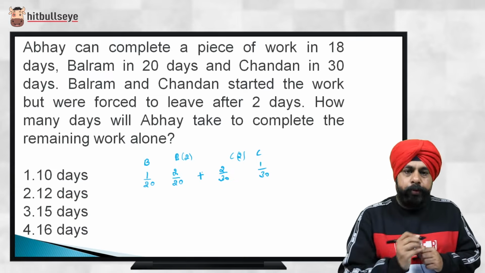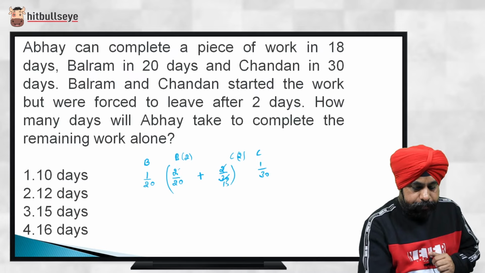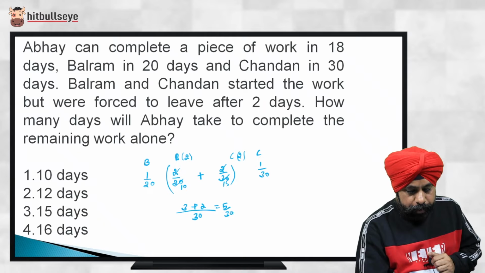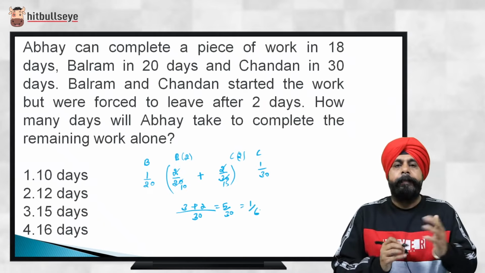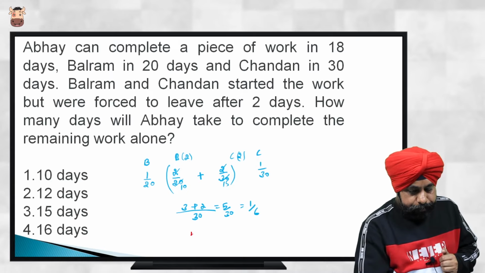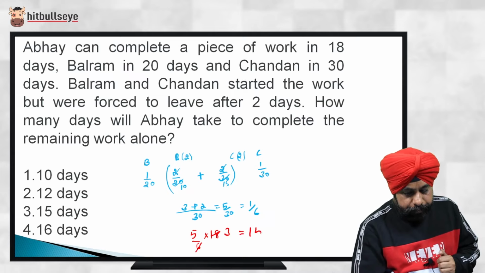So if you add both of these, what Balaram did and Chandan did, people, you can cancel here. 1 by 10 plus 1 by 15, LCM is 30, 3 plus 2, people, 5 by 30 or 1 by 6. People, if 1/6 of the work is done by Balaram and Chandan, we can say the remaining 5/6 of the work needs to be done by the first person, that is Abhay. So Abhay can do the complete work in 18 days. So for 5/6 of the work, he will take 15 days.